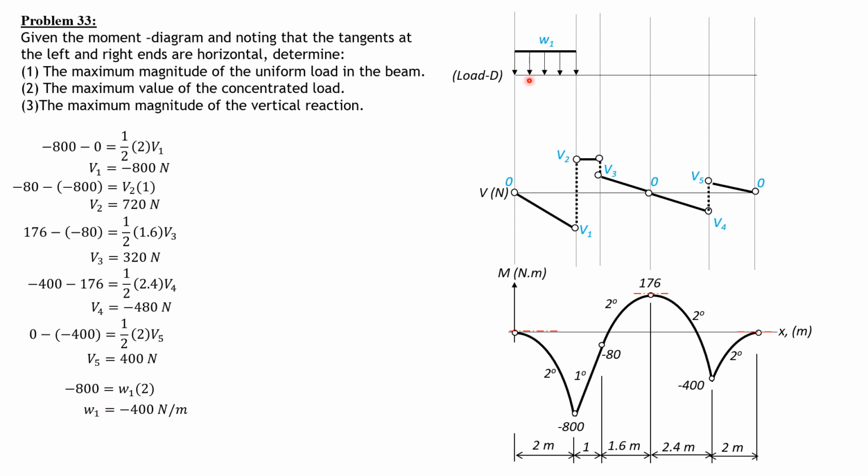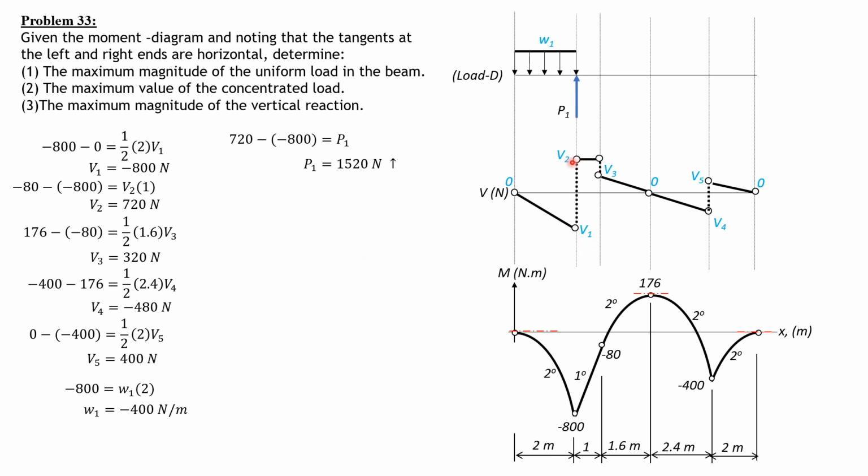Then there is an abrupt change in shear from V1 to V2. So there is an upward force here, which is the reaction, which is equal to V2 minus V1. So V sub 2 minus V1 is 720 minus negative 800. That would be 1,520. So the value of P1 is 1,520. This is because we have an abrupt change.